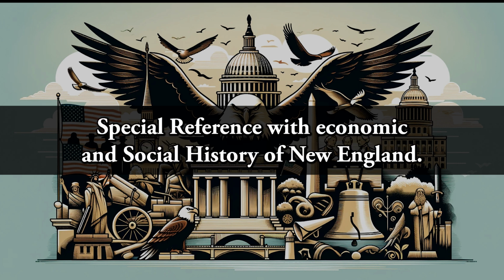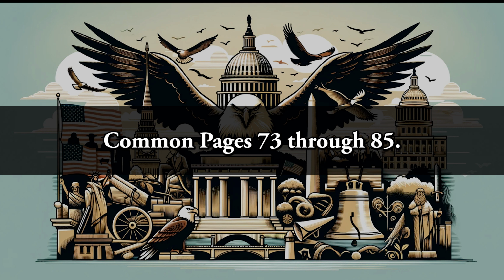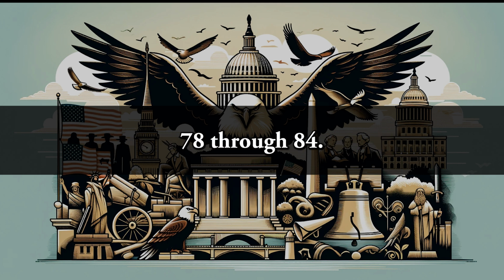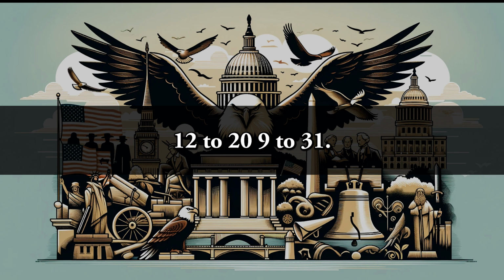Special reference, Whedon, Economic and Social History of New England. Colonial Commerce, Coman, pages 73 through 85. Callender, pages 51 through 63, 78 through 84. Moore, pages 163 to 208. Lodge, Short History of the English Colonies, pages 409 to 412, 229 to 231, 312 to 314. End of section 5.